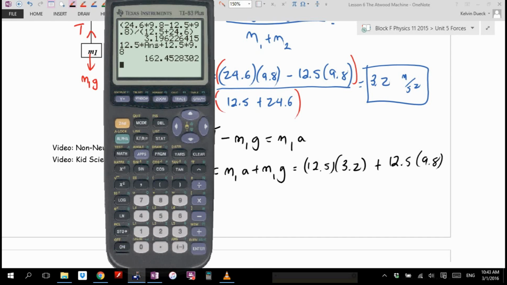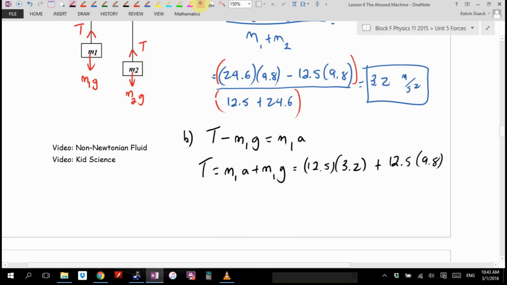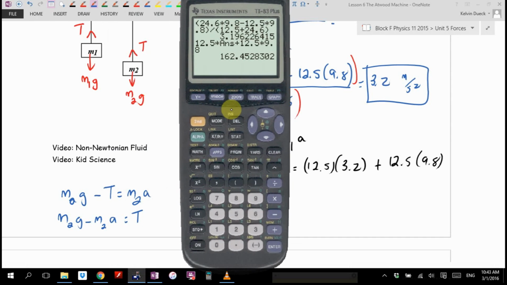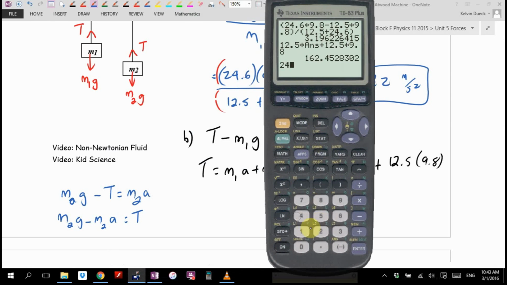Bigger masses. You could have used this one, just to show you for what it's worth. It would be M2G minus tension equals M2A. You'd get M2G minus M2A equals tension. Just to show you that it works, you would then get 24.6 times 9.8 minus 24.6 times 3.196, because that's what the acceleration was. And sure enough, I also get 162.45 newtons. Doesn't matter which one you pick.